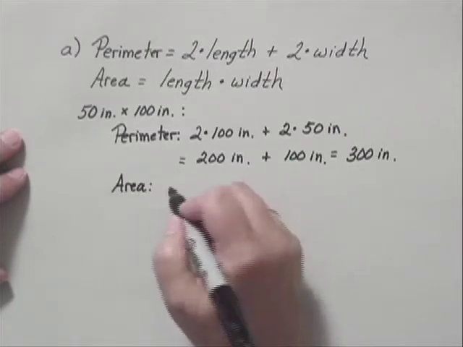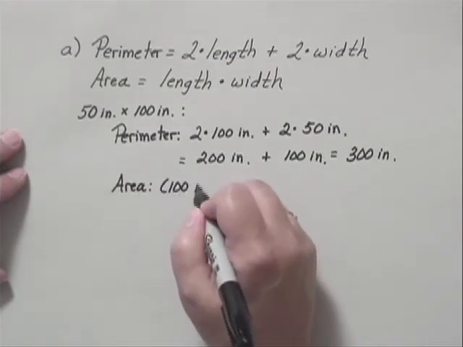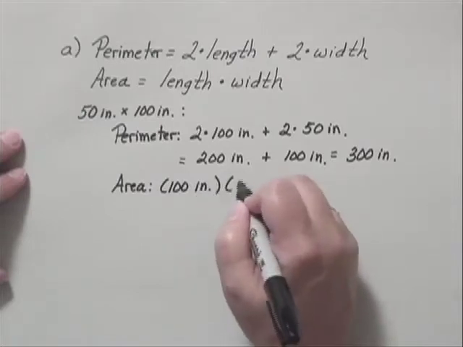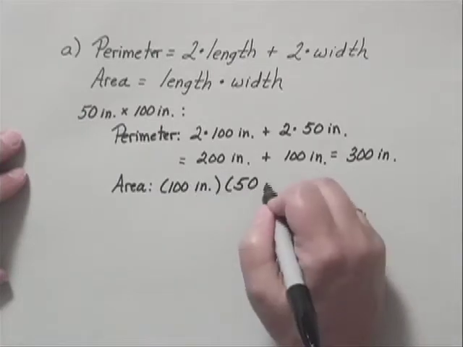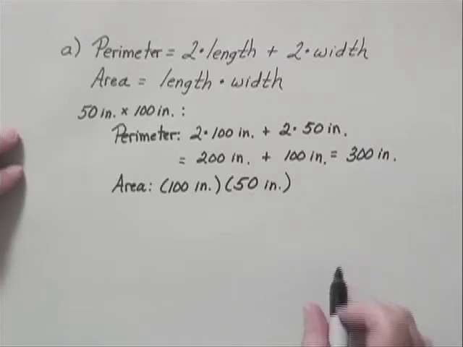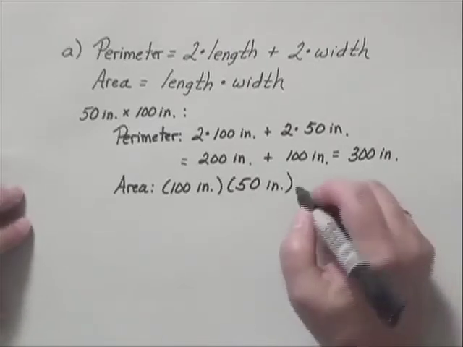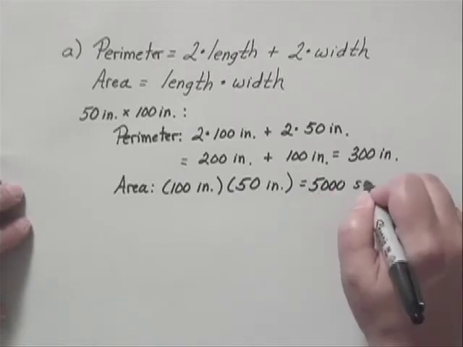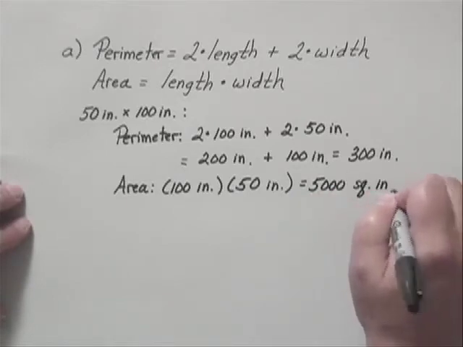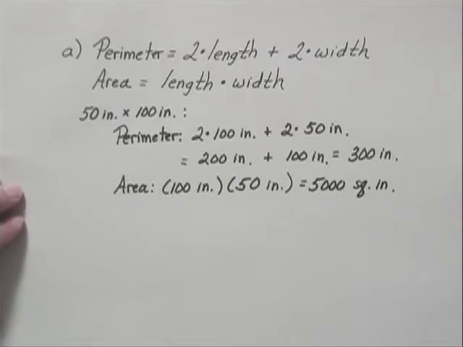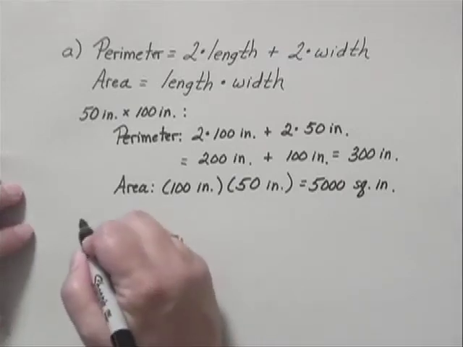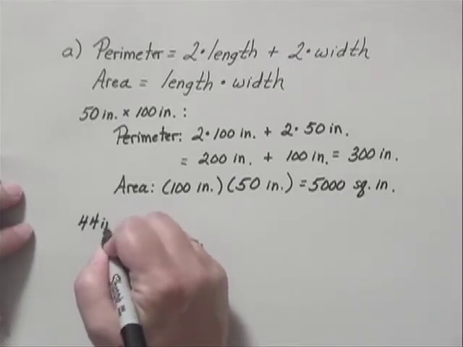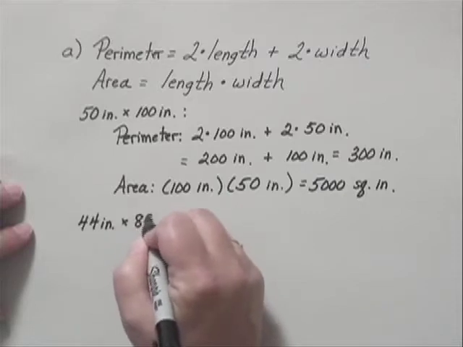And then we find the area. The area is the length, 100 inches, times the width, 50 inches. 100 times 50 is 5,000, and that gives us 5,000, and then the units would be square inches. That's the first table. The second table was 44 inches by 88 inches.